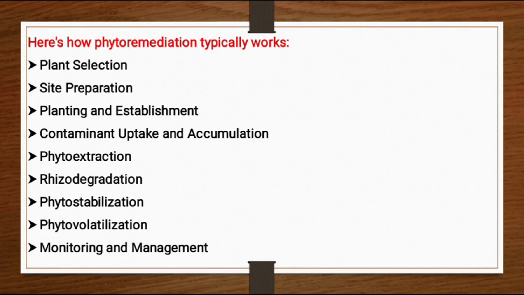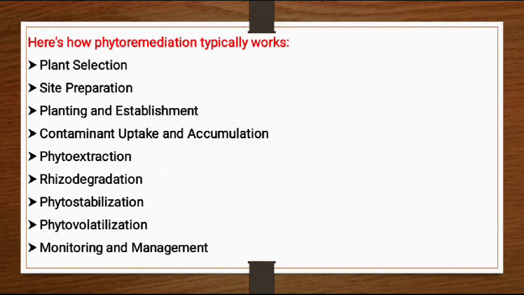And next one is phytostabilization. In phytostabilization, a plant immobilizes contaminants in the soil or sediment, reducing their mobility and bioavailability. Plant roots bind the contaminants such as heavy metals in the soil matrix, preventing the leaching and uptake by other organisms.